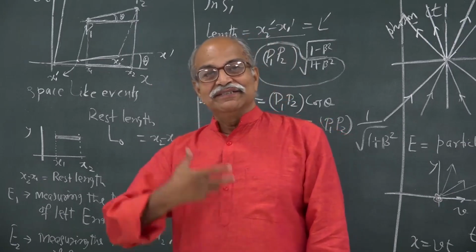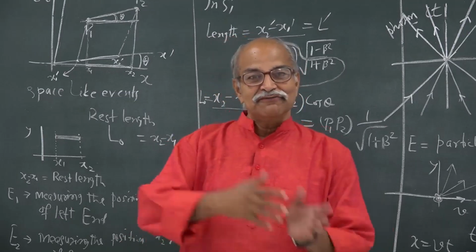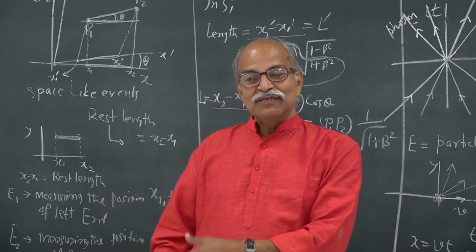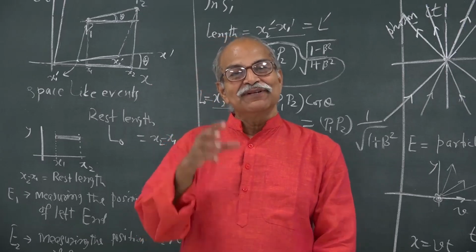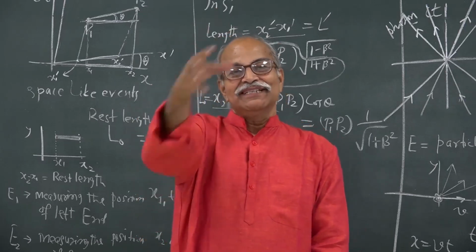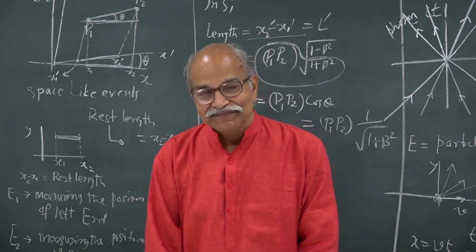And then the puzzle was that if I am changing the frame and the new frame is moving with respect to the old frame, and I am measuring the velocity of the same object in these two frames, how come these two can be equal?